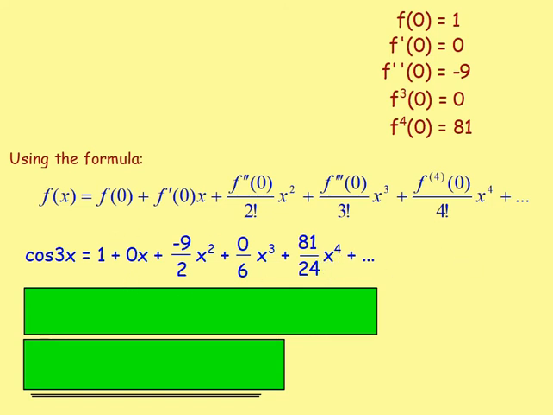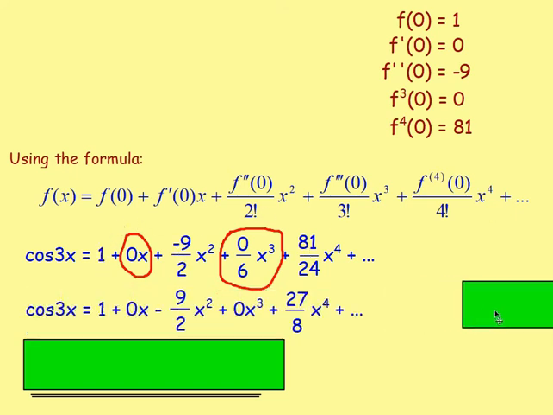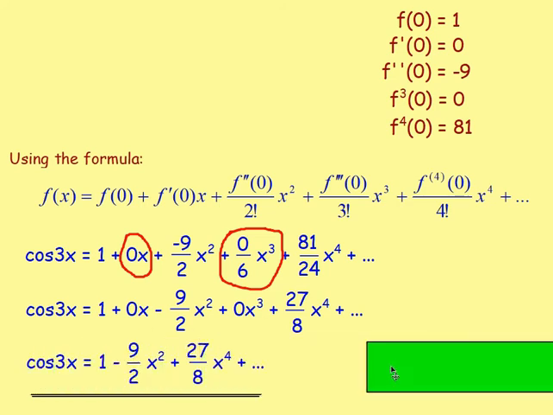You can see from there that you do have some 0 terms. This works out to be 0, and this works out to be 0. So what it leaves you with is 1, 2, 3 non-zero terms. So you'd end up being left with 1 take away 9 over 2 x squared plus the 27 over 8, that's what you get if you simplify 81 over 24, x to the power of 4. So that is the expansion for cos 3x.